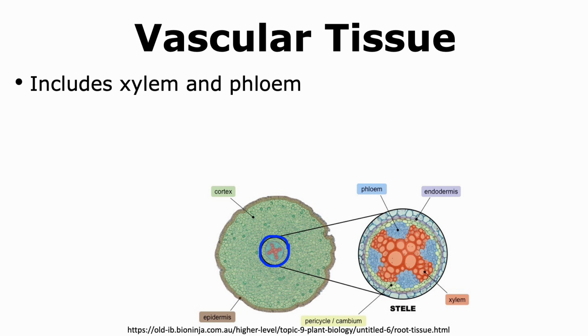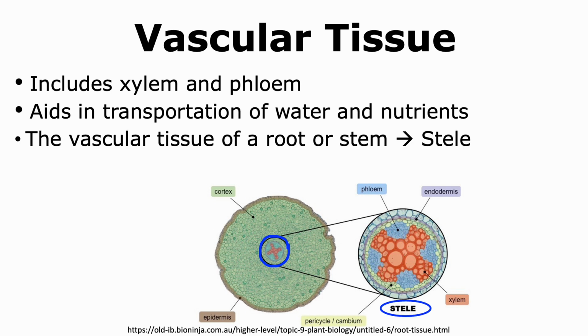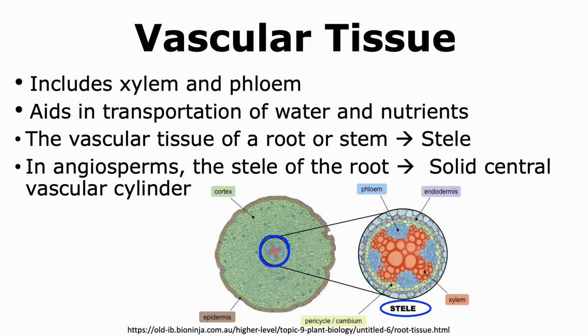The vascular tissue of plants includes xylem and phloem, which aid in the transportation of water and nutrients. The vascular tissue of a root or stem is called a stele. In the case of angiosperms, the stele of the root is in the form of a solid central vascular cylinder. On the inner side of this vascular cylinder is the xylem, while the phloem is surrounding the xylem at different places.